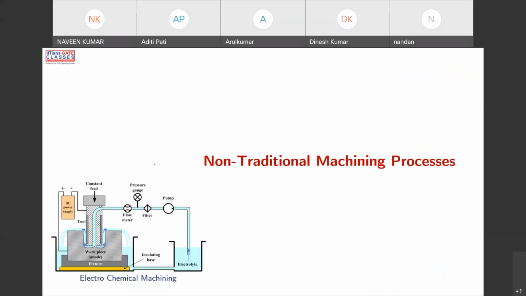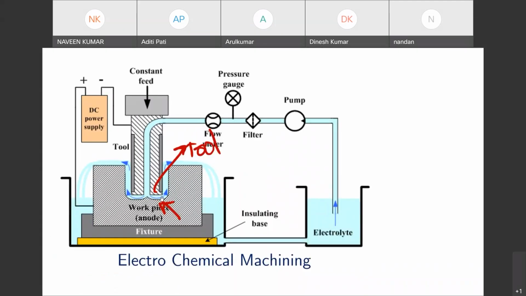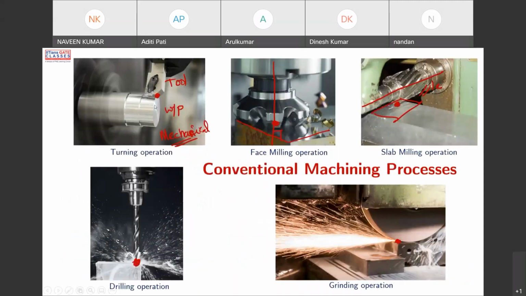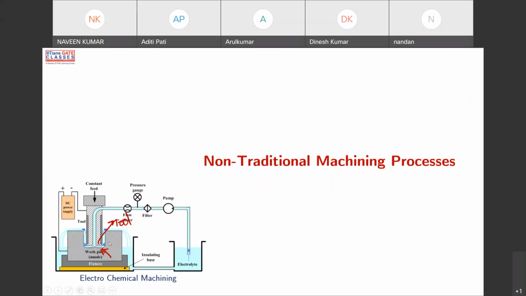But in unconventional or non-traditional machining, there is no contact between tool and workpiece. You see, this is the tool here, and this is the workpiece. If you just zoom in and see, there is no contact. There is some liquid in between. Even though there is no contact, you will be able to remove the material. And one more thing: your tool should be harder than the workpiece, otherwise it won't cut. But here that is not a requirement at all. The tool can be anything, as soft as possible, but still you will be able to remove the material. So there are so many differences between traditional and non-traditional machining processes.